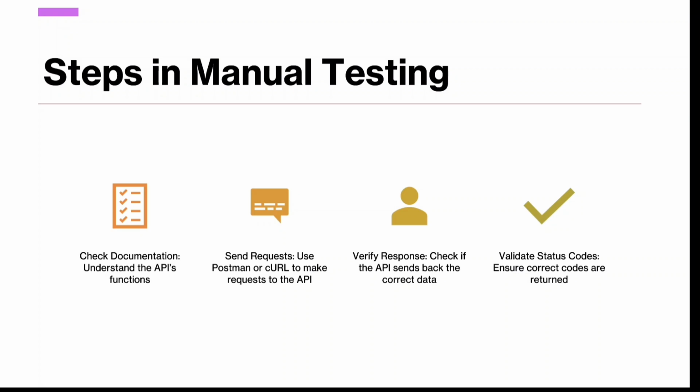400 means client error, like unauthorized or bad request. 404 means not found. 500 means server error, that error actually comes from the server. That way we can check the response status code. Through validating the status code, we can ensure that our API is working or not.